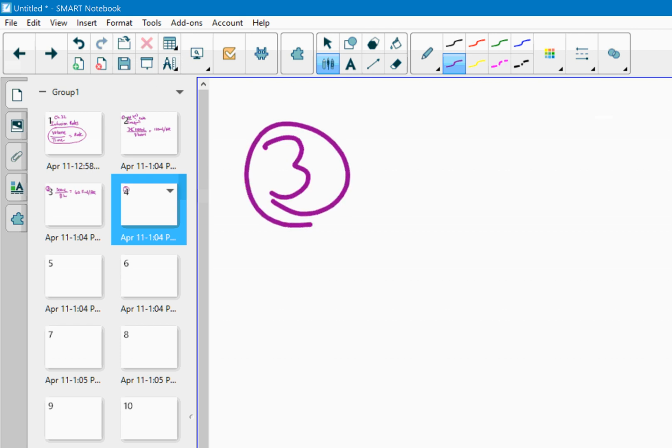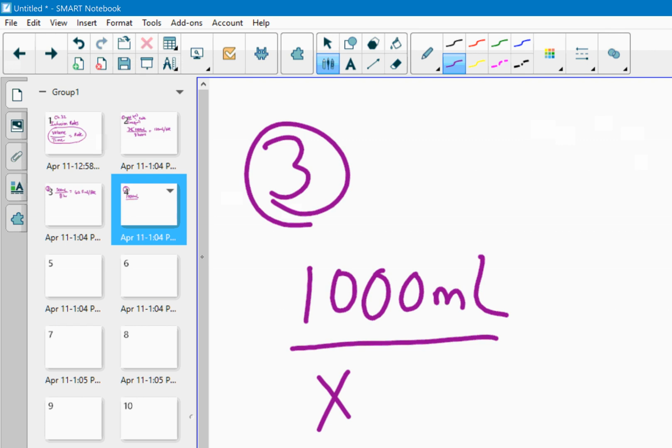Number three, this is going to be done just a little bit different. If a 1,000 milliliter bag of normal saline is run at 100 milliliters per hour, how long will the bag last? So this one we have 3 parts, so we're going to do ratio proportion with it. So you have 1,000 milliliters over an unknown time, X hours. And it's telling you, of course, that it's going to be run at 100 milliliters per 1 hour.